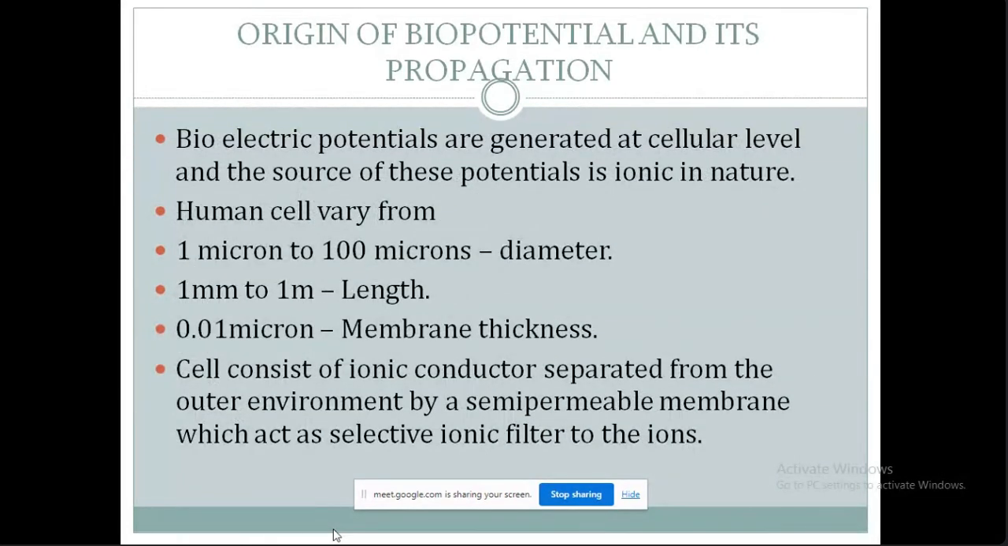Okay. Before that, we will deal with bioelectric potential, which can be measured or generated at the cellular level. The source of the potential is always ionic in nature. Our human cells vary from 1 micron to 100 micron in diameter. Their length is about 1 millimeter to 1 meter. The thickness of the membrane is about 0.01 micron. Each cell consists of an ionic conductor, which is separated from the outer environment by a semi-permeable membrane, which acts as a selective ionic filter to the ions.